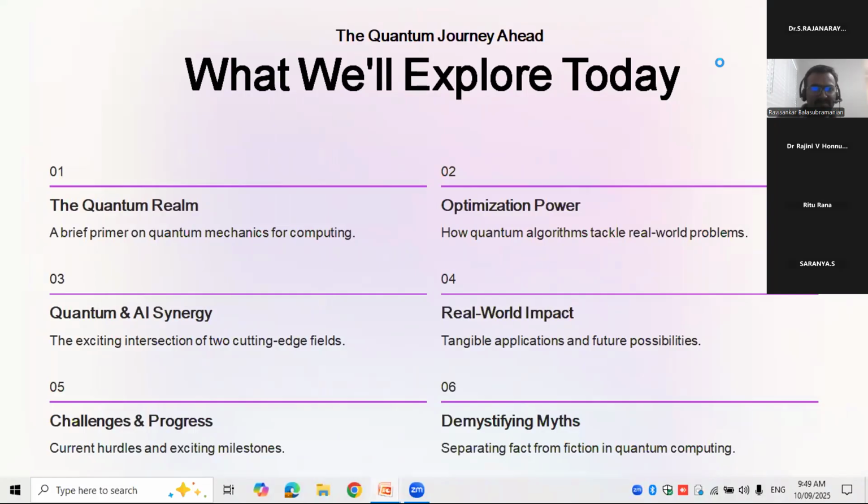So as a quantum journey, what we will explore today is the quantum realm and the optimization power, and quantum and AI synergies, real world impact and challenges on progress, and demystifying myths. So we are going to see these topics also today.